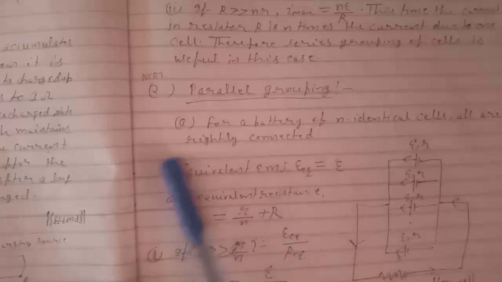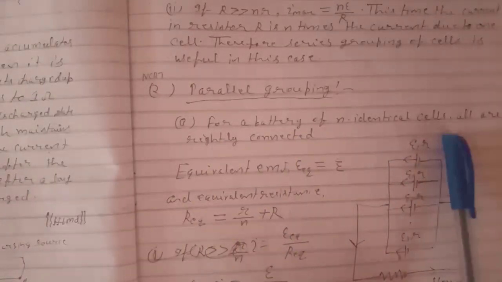Next, parallel grouping. For a battery of n identical cells, all are connected in parallel.